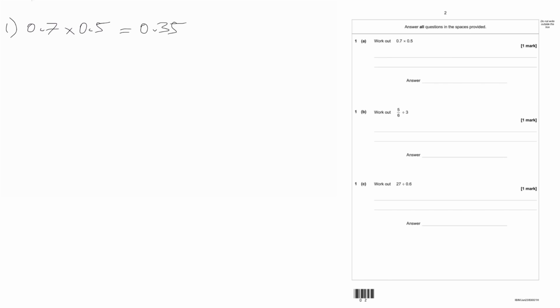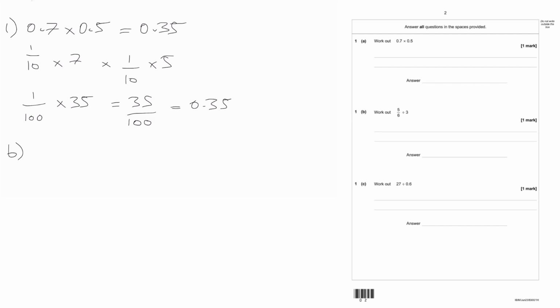Another way you can think about this is that this is 1 over 10 times 7 times 1 over 10 times 5. So if you do 7 times 5, that's 35, and then 1 over 10 times 1 over 10. So this becomes 1 over 100 times 35, which equals 35 over 100, which is just 0.35. So that's just an alternative way of doing this. It's a 1-mark question. Hopefully you should know how to do that.